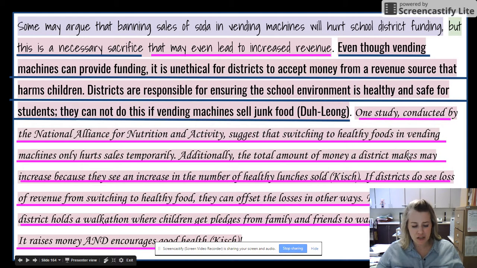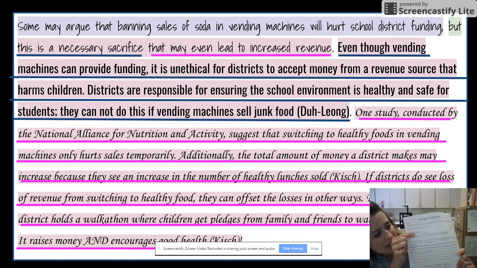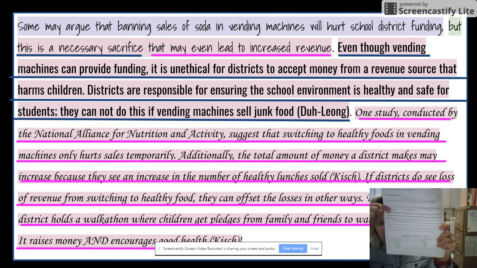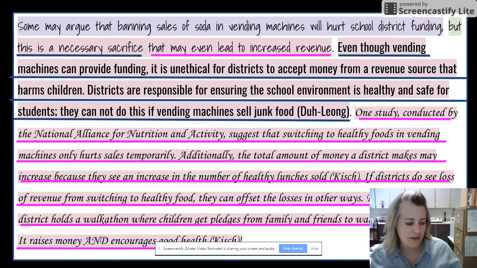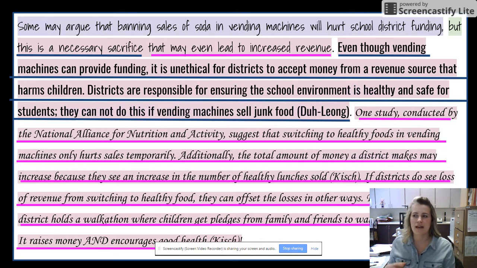So now let's look at what our last body paragraph would be before we get to the conclusion. On your handout, that's this paragraph right here. Okay, and I'm going to read it out loud to you, but if you want to fast forward and read it to yourself, that's fine too.